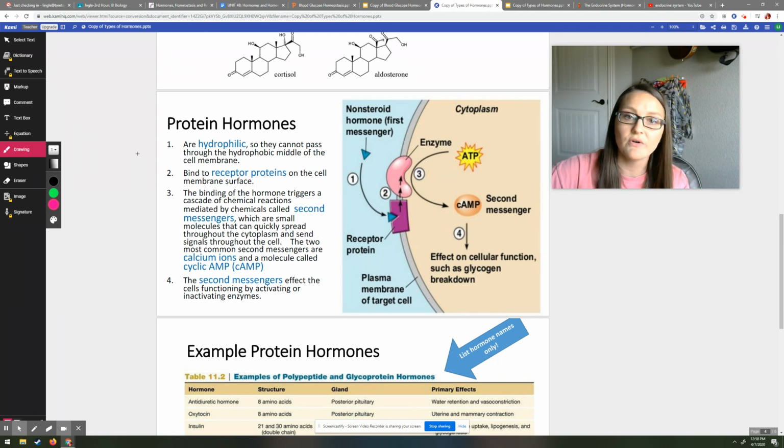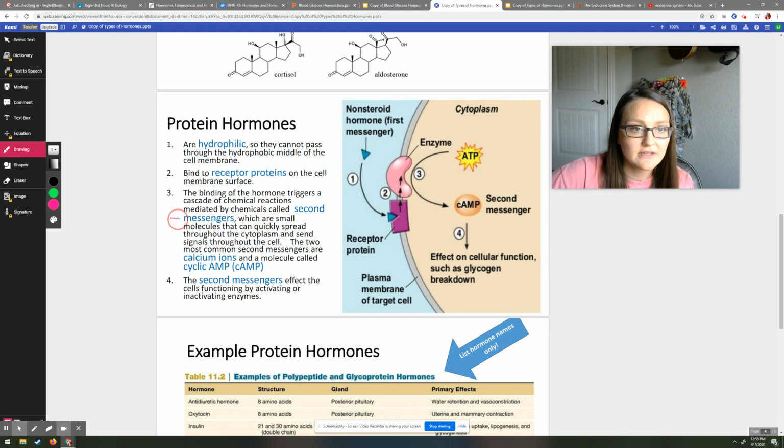So what do they do? Well, they have their own receptor proteins, and those are going to be right here on the cell membrane surface. The binding of this hormone triggers a cascade. We've used that word before, and these are called secondary messengers.